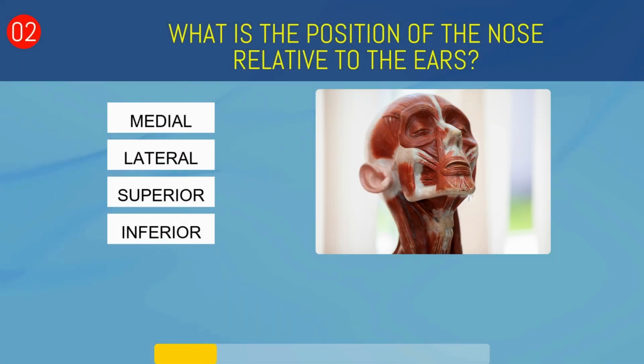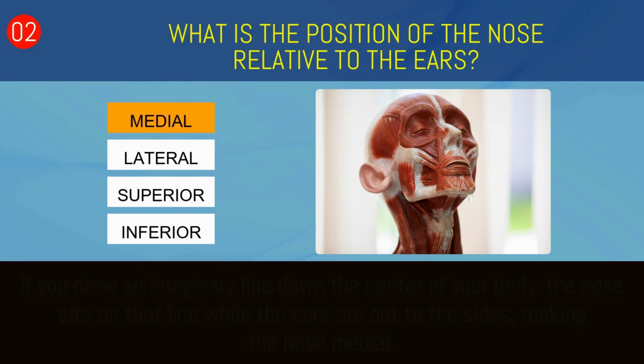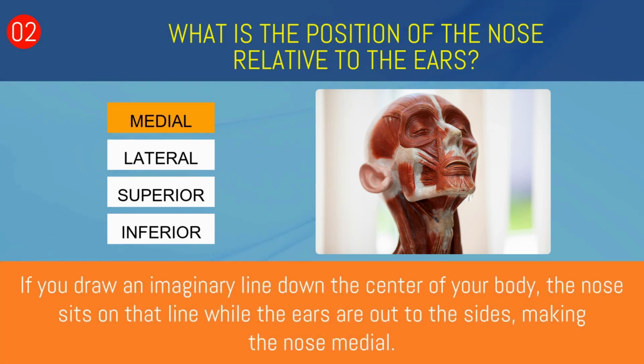What is the position of the nose relative to the ears? Medial, lateral, superior, or inferior? Medial. If you draw an imaginary line down the center of your body, the nose sits on that line while the ears are out to the sides, making the nose medial.